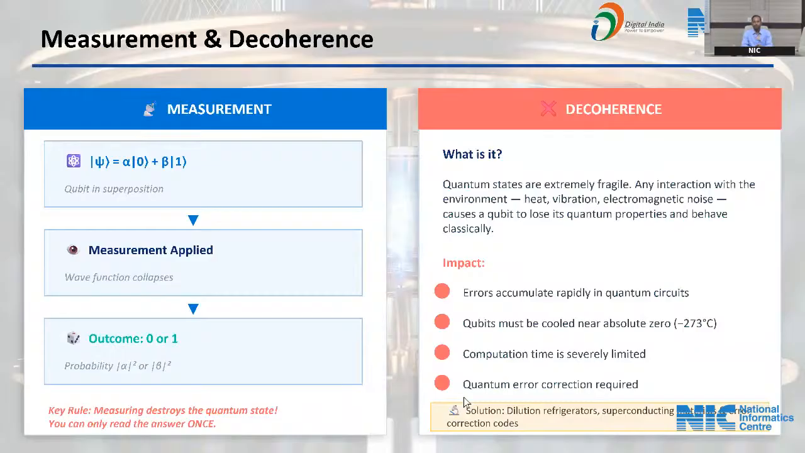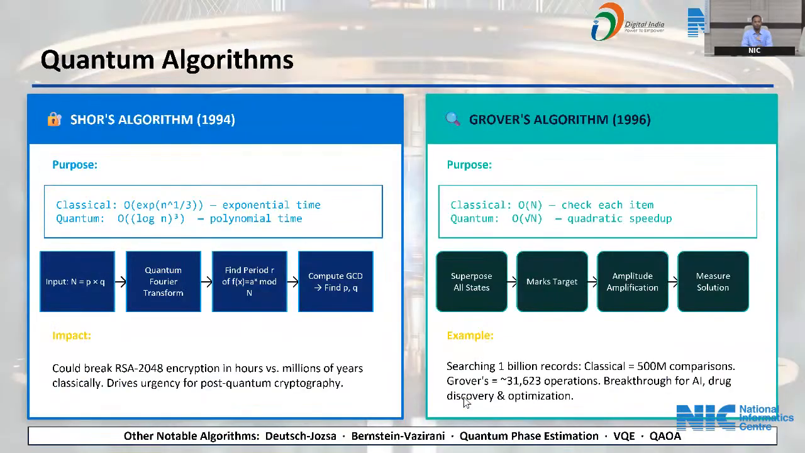And decoherence. Decoherence means disturbance. It is very prone to losing its state with the interference of heat, vibration, and electromagnetic noise. So we say that the states are extremely fragile. The state of quantum computing is very fragile.